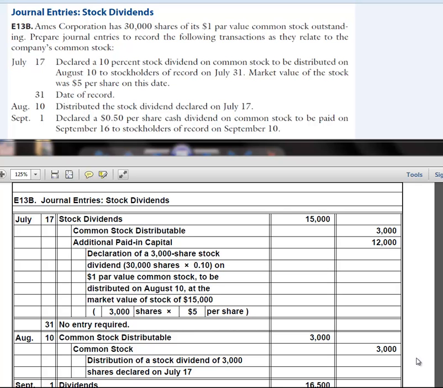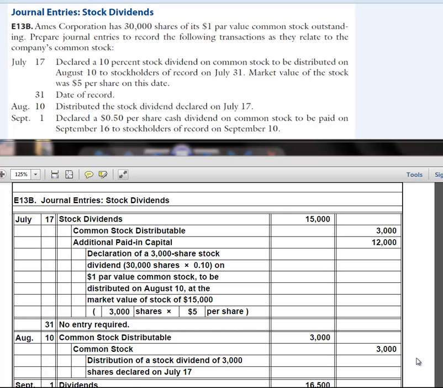On July 17th, the company declared a 10% stock dividend on common stock to be distributed on August 10th to stockholders of record on July 31st. Market value of the stock was $5 per share. So in this example, we have our three dates. We have our declaration date, our date of record, and our payment date.